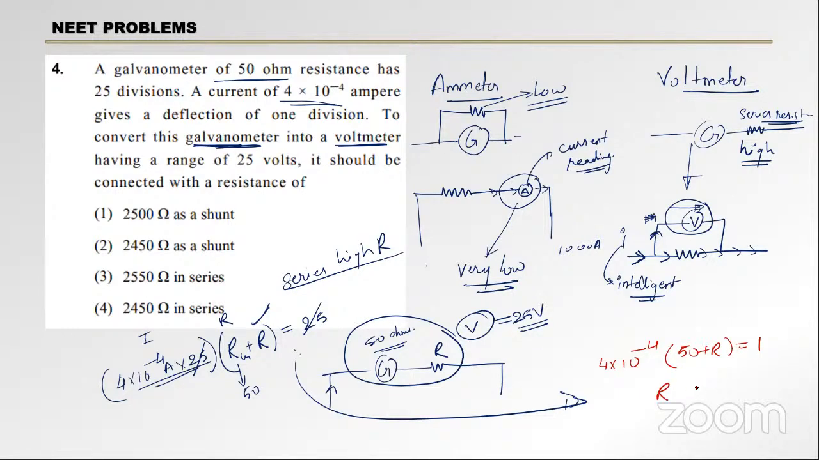So what will R be from here? R will be equal to 1 by 4 into 10 to the power minus 4, minus 50. Minus 50. Okay, do the calculation. The answer will be 2450. Not this one, sorry, this is the shunt. Not this one. Fourth option, the series one. Okay, next.